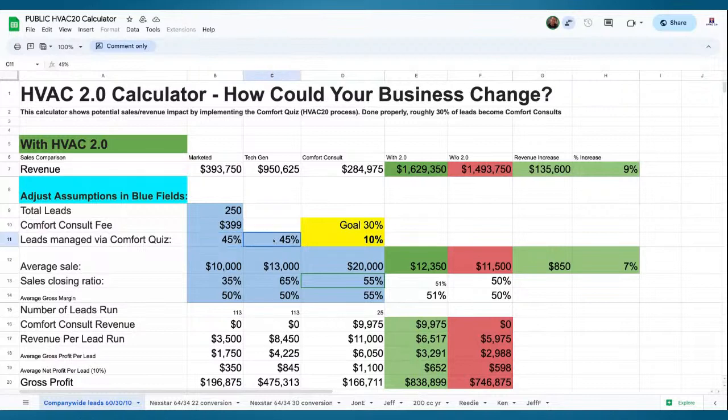So let's change, so kind of what we find the ideal ratio to be. Oh, come on, honey. Why is it not letting me do numbers? Hang on. In the tech gen, change that to 25% for number of leads.